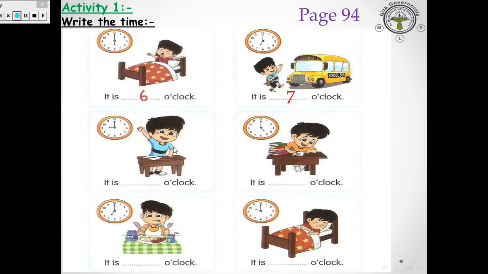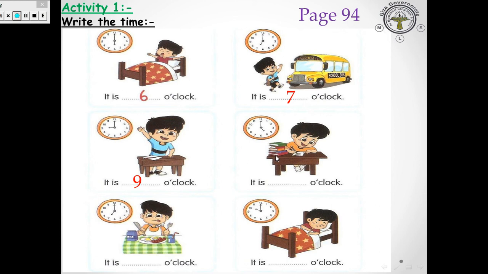Next picture. What time is it? The short hand is pointing to 9 and the long hand is pointing to 12. What time is it? Who can answer? Malik, what time is it? 9. Excellent. It's 9 o'clock.